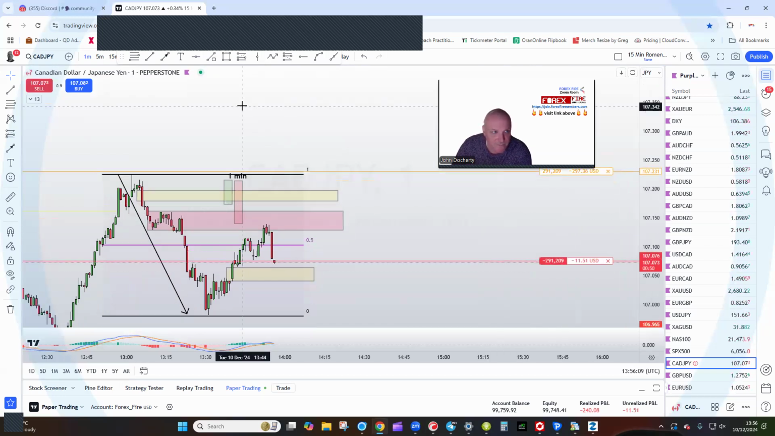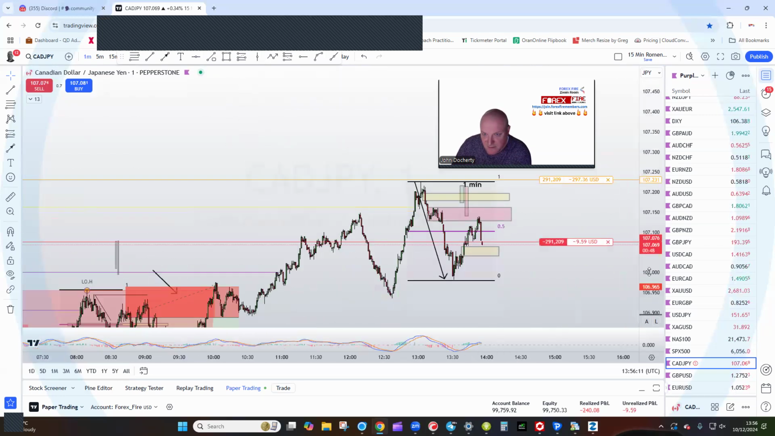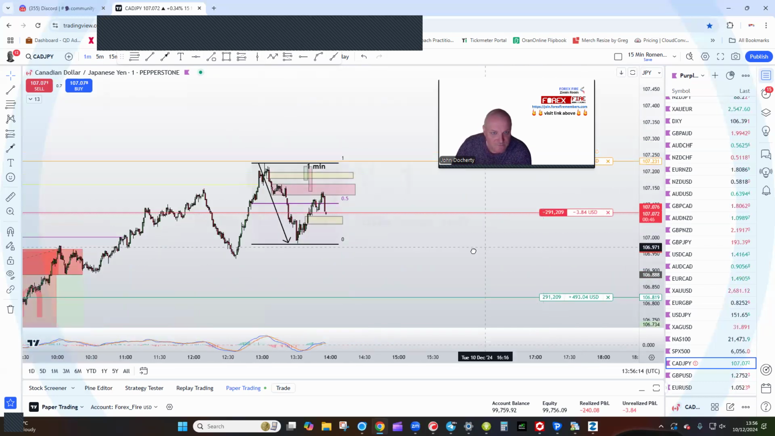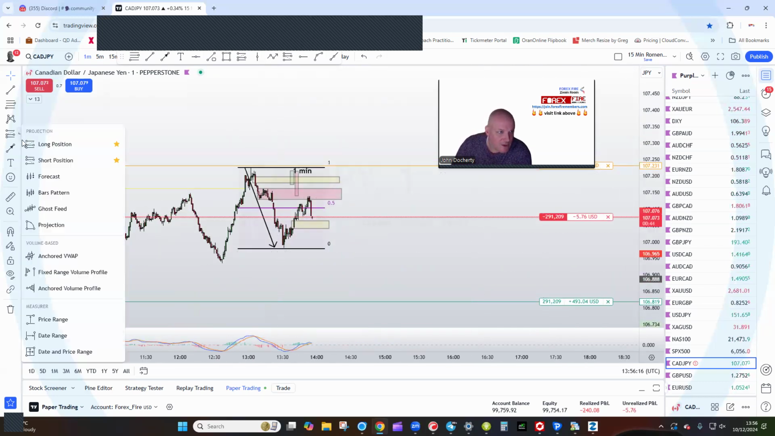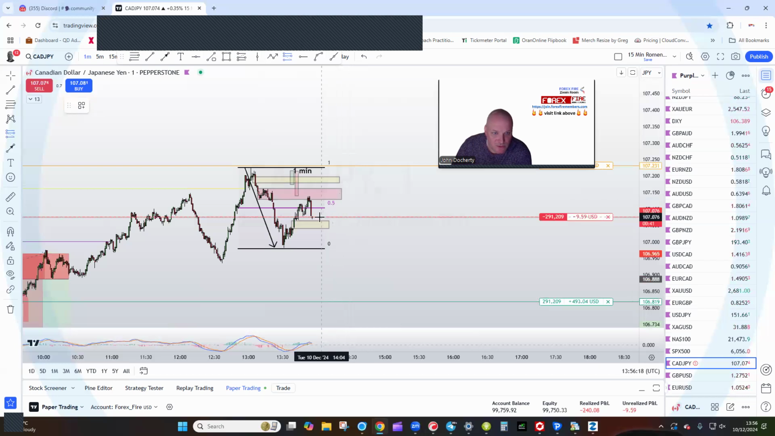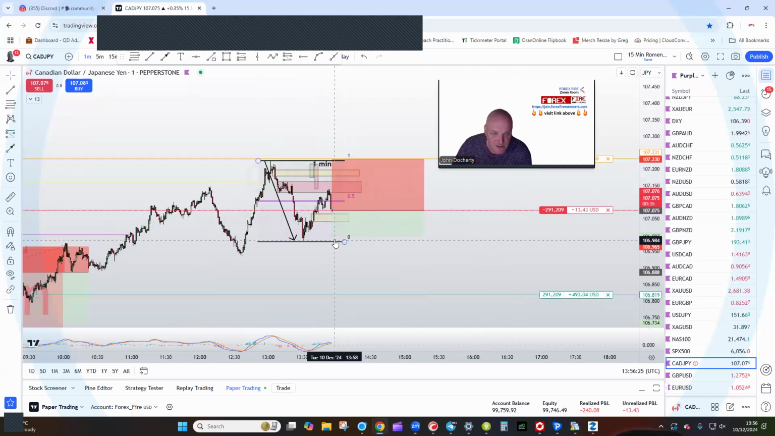Okay, I'm going to bring price in. And I'm just going to mark out the short. That's where we got in. That's where the SL is.